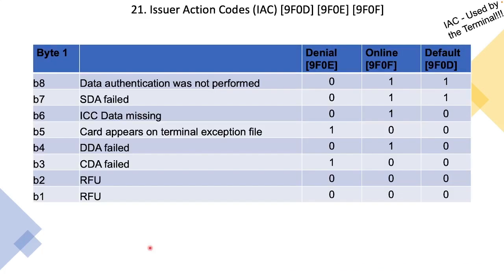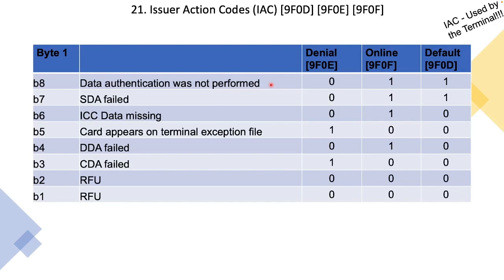Right, so let's look closer into issuer action code. Remember we said it's 5 bytes, so let's look at the first byte. The kind of conditions covered by issuer action codes are as follows. First, data authentication was not performed. What this means is that during a transaction, for whatever reason, maybe the terminal doesn't support it, we could not perform data authentication.